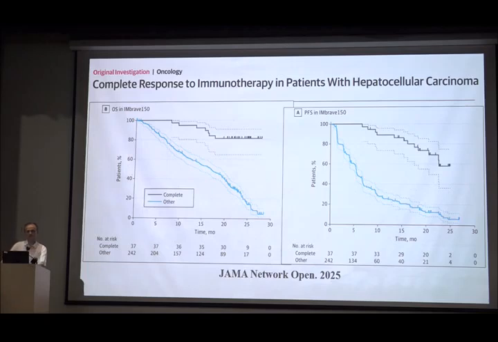Similarly, there is another study, a post-hoc analysis of the patients of the IMbrave150 study, and another multi-center cohort study, which assessed the long-term outcome of patients who achieved complete response. In the IMbrave150 study, as we can see here, the overall survival and the progression-free survival were better in patients who achieved complete response compared to the other patients.